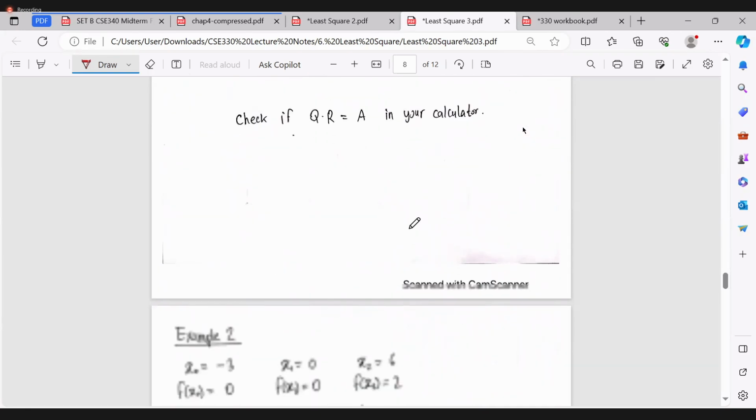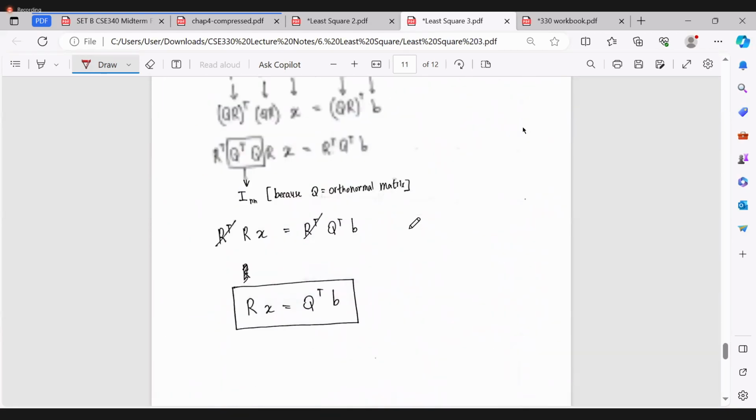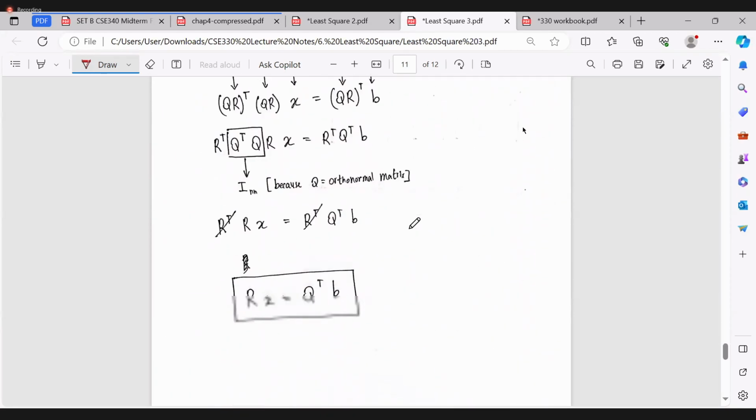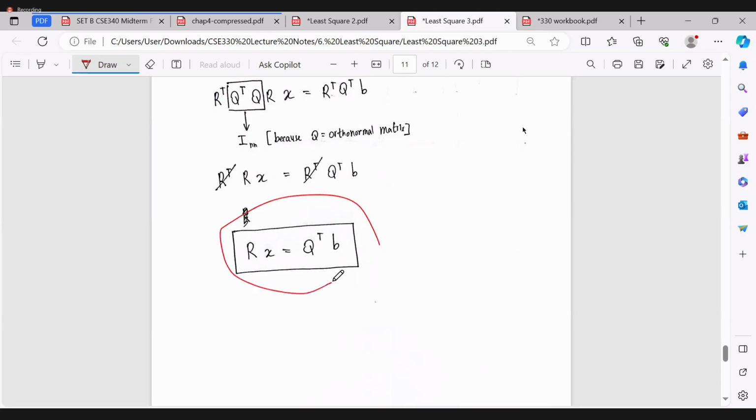So now, you will use this Rx equals Q^T B formula to find out your X.